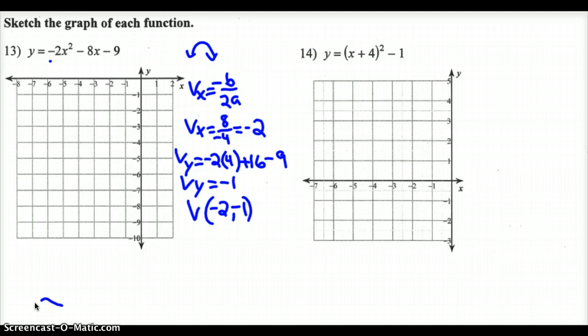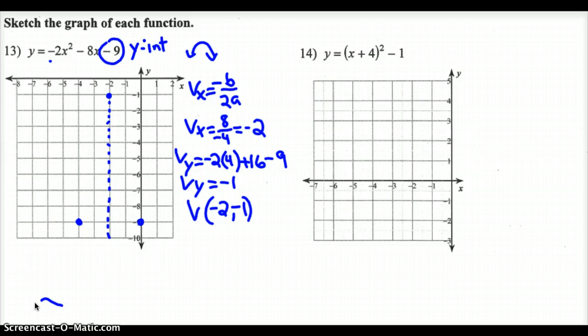Now at this point, I like to go ahead and plot this. Negative 2, negative 1. And it's going to open down, so I'm going to put a line of symmetry here. Now negative 9 is also my y-intercept when it's in this form. So negative 9 is here, which means I do have its symmetric point as well.